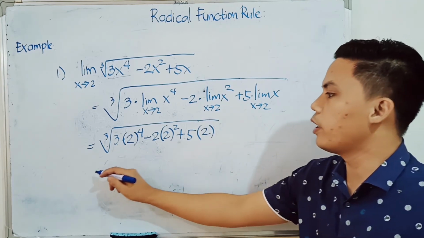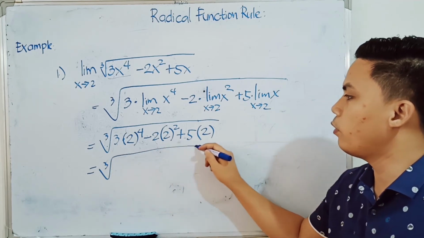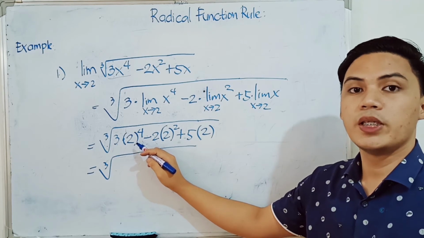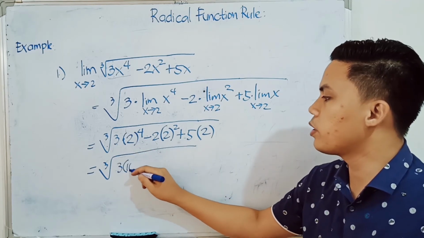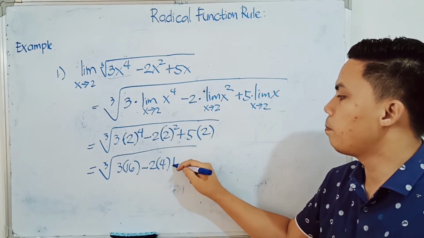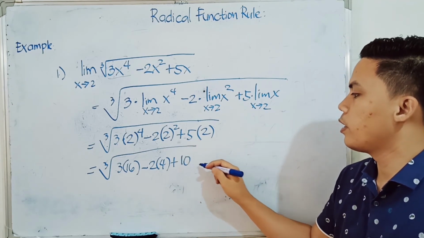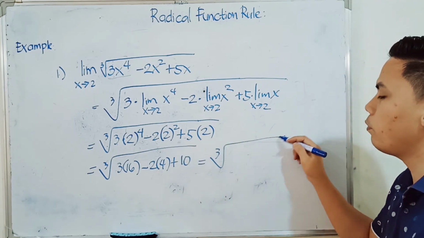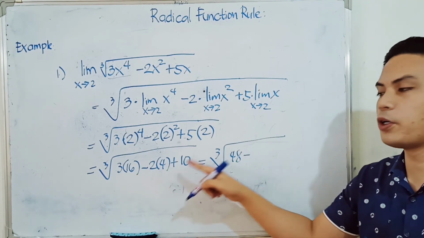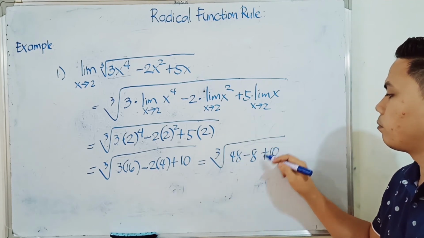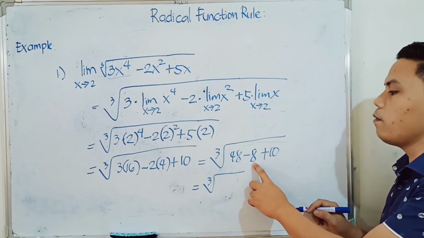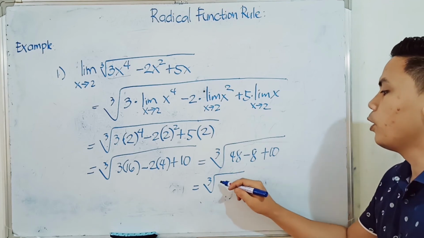And simplify lang natin. So we have the cube root of 3 times 2 raised to 4. When we have 2 raised to 4, it will be equal to 16. So we have 3 times 16 minus 2 squared, 2 squared is 4. Then plus 5 times 2 is 10. Simplify natin further. So we have the cube root of 3 times 16 is 48, minus 2 times 4 is 8, then plus 10. So we have the cube root of 48 minus 8 is 40. 40 plus 10 is equal to 50.